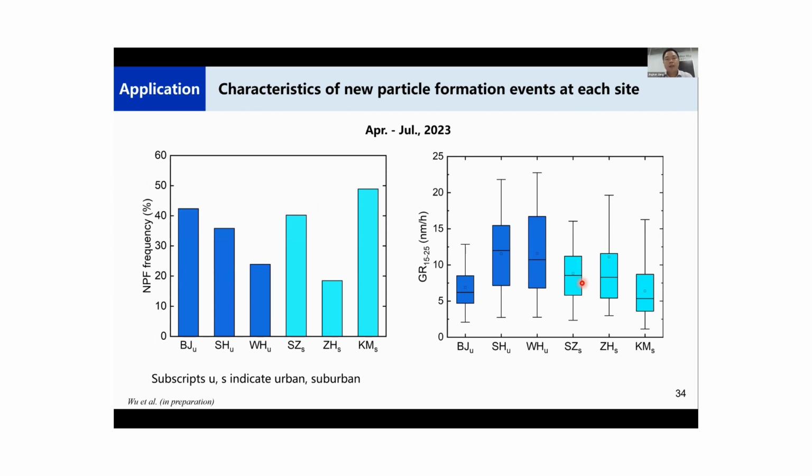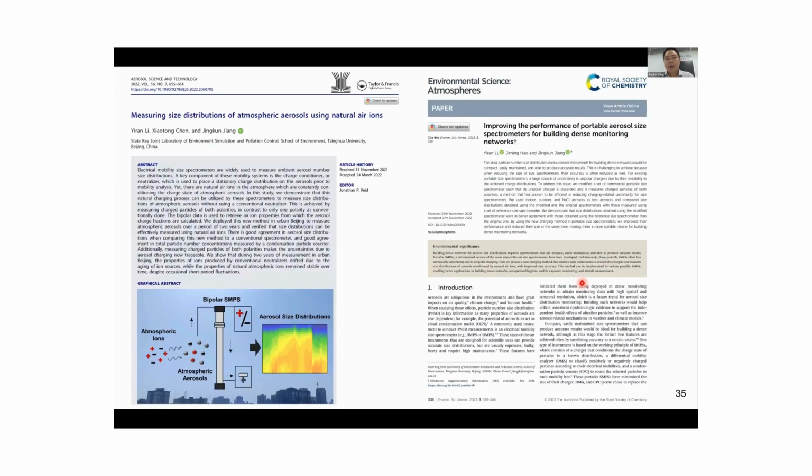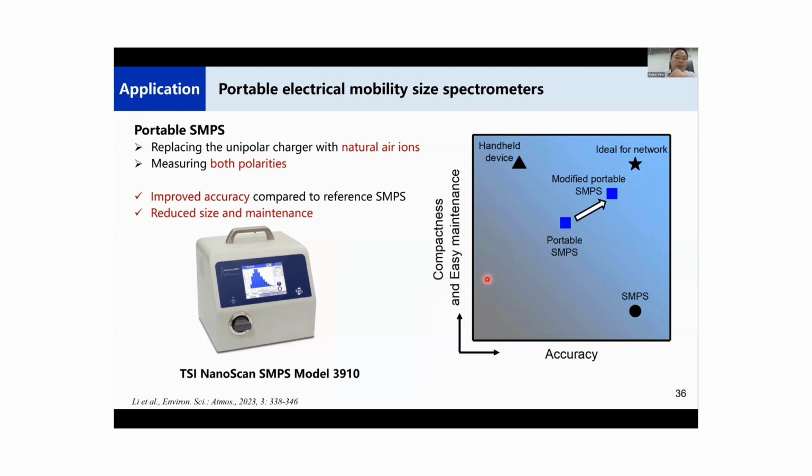Another thing I would like to mention: by removing these charges and using natural ions, we can make the mobility spectrometer smaller and more compact, and also improve its accuracy. We show an example. We take a TSI NanoScan SMPS, model 3910 for this specific study, and we replace its unipolar charger.